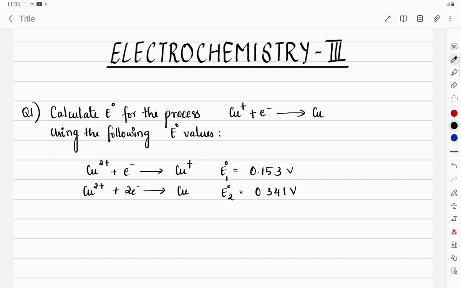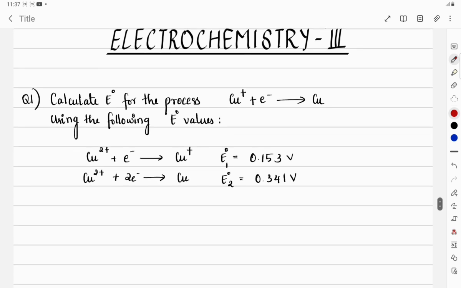And they have given copper 2 plus converting into copper plus, and also copper 2 plus converting into copper. So the E0 values for both these reactions are given, and we are asked to find the E0 for a particular reaction. So when questions come like this, the first thing you have to do is try to add the given equations and form the equation that we're asked to find the E0 for. Okay, so let's see how that is possible.